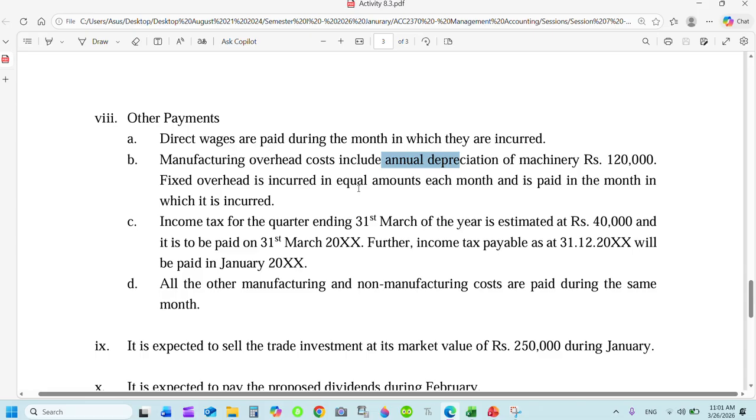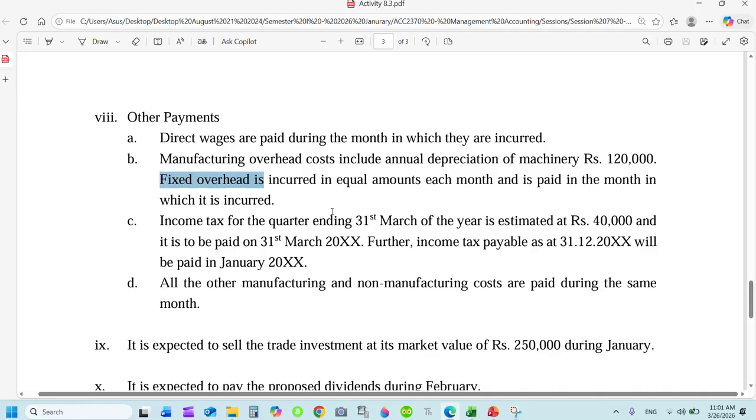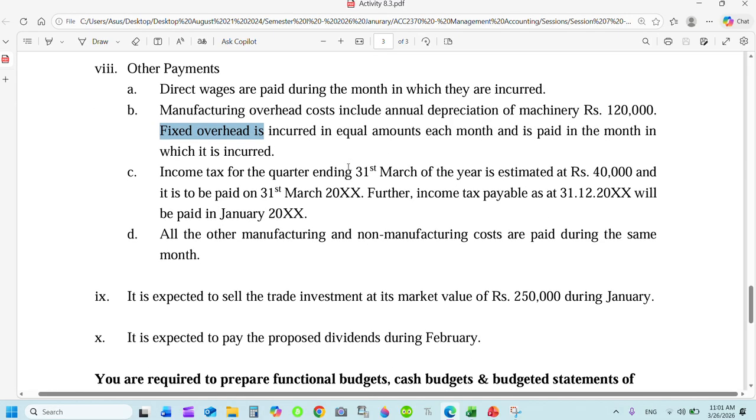Fixed overhead cost is incurred in equal amounts each month, and is paid in the month in which it is incurred, right? There are other fixed overhead costs. Those fixed overhead costs are paid in the same month they are incurred. So don't worry, we'll be using this information when we discuss the relevant part of the activity, right?